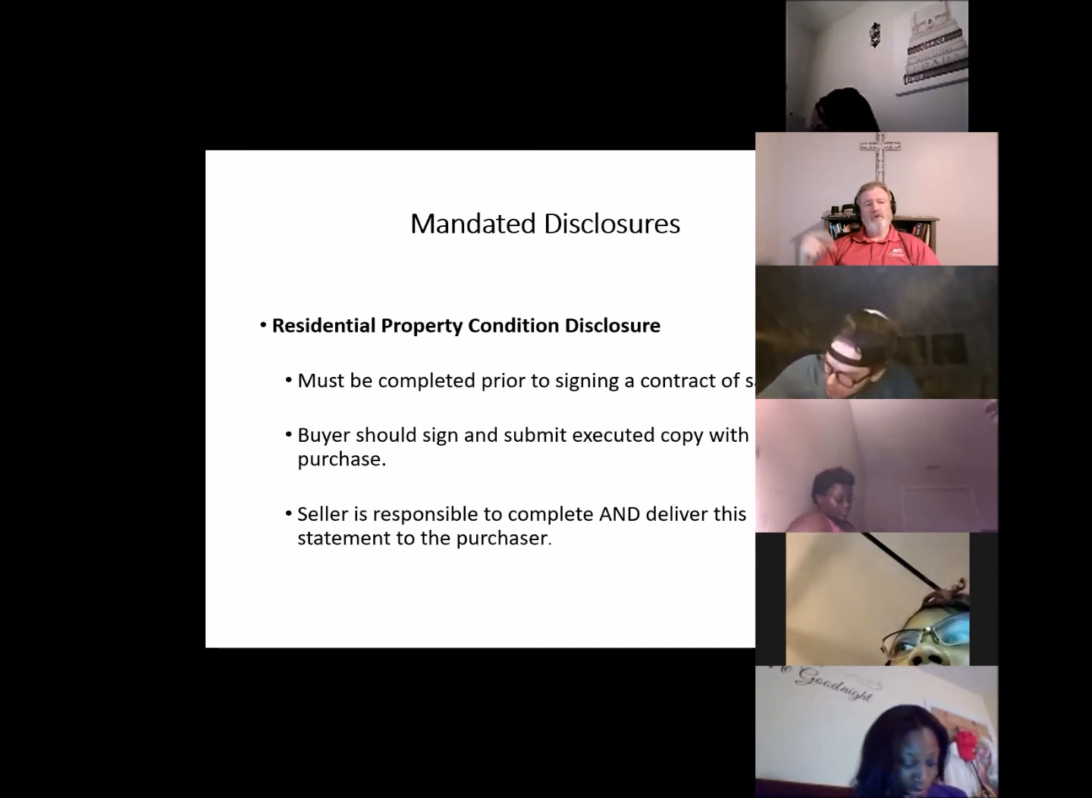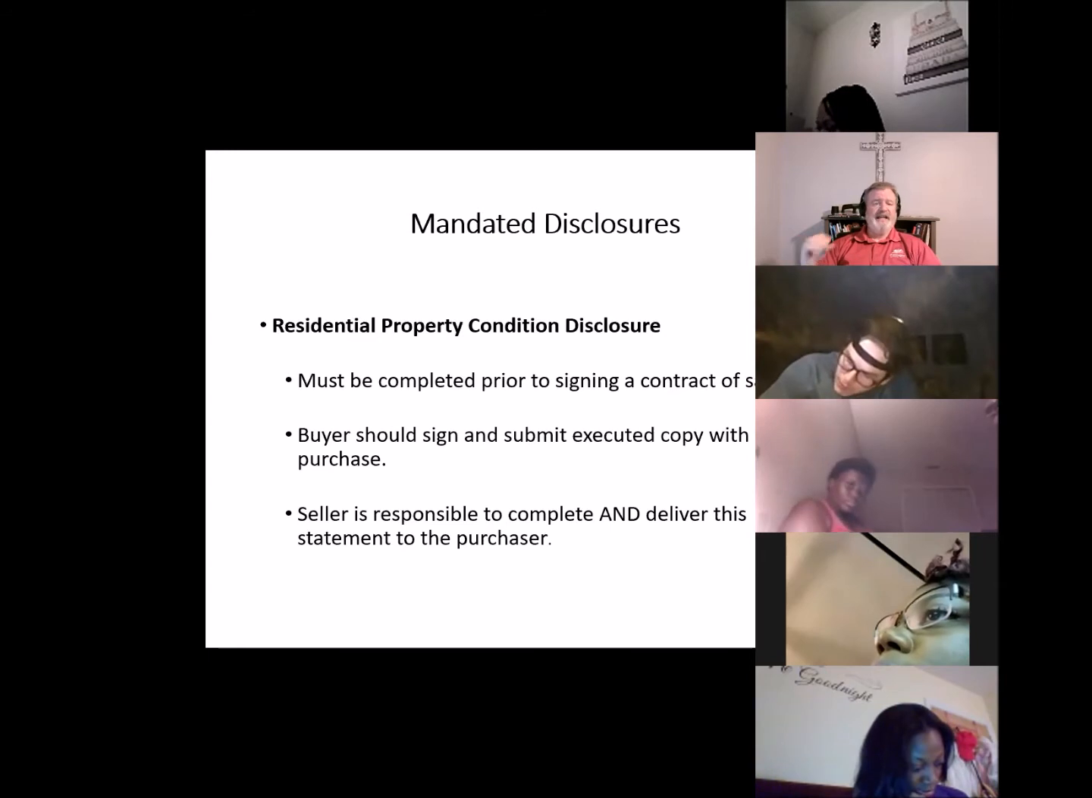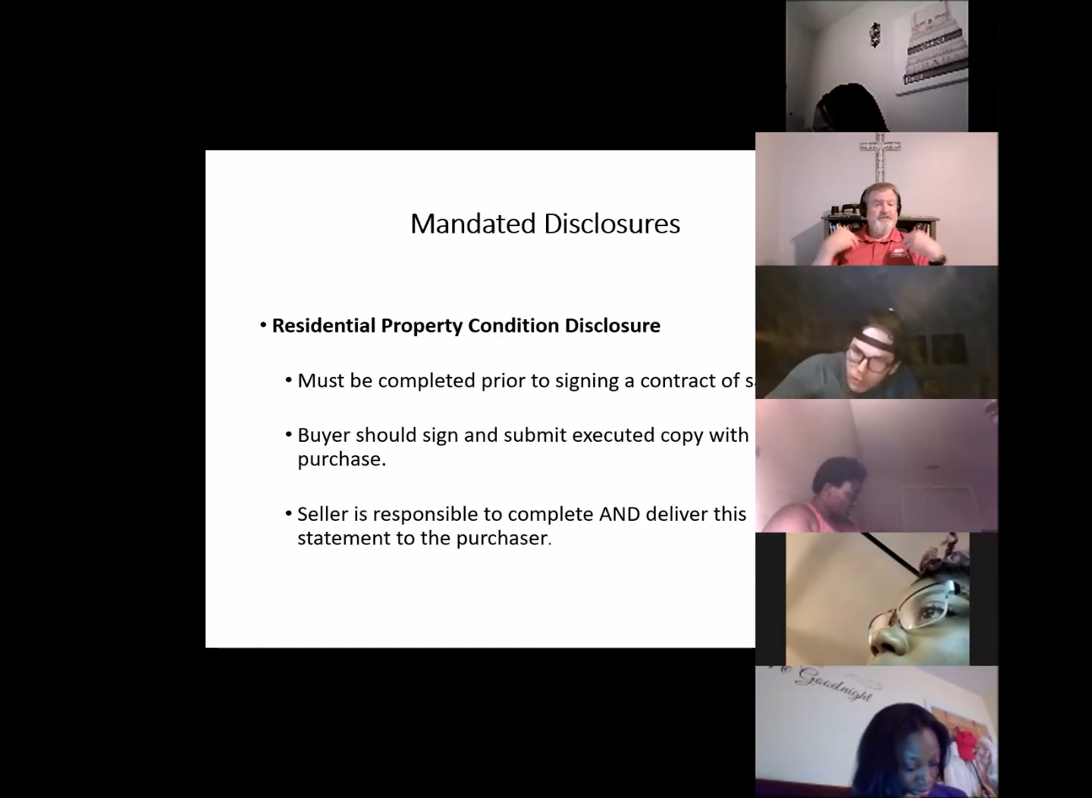So guess what you should have attached to your offer when you send it to the seller? This form. Y'all, this got to be signed by both the buyers and the sellers. Okay. Now the seller has to fill it out and sign it. Then the buyer has to sign it acknowledging that they know what the seller's saying about the condition of the property. So until I, as the seller, get this back from the buyer, signed by the buyer, can I accept your offer?